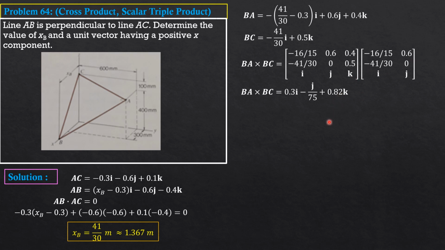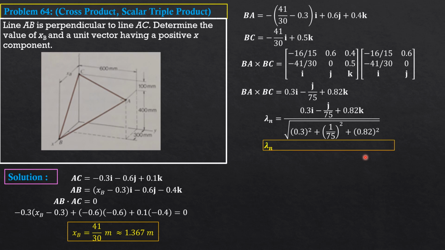The unit normal vector, therefore, is copy the vector divided by the magnitude. And the magnitude is square root of 0.3 square plus 1 over 75 square plus 0.82 square. So the unit normal vector is equal to 0.3435 I minus 0.01527 J plus 0.9390 K.